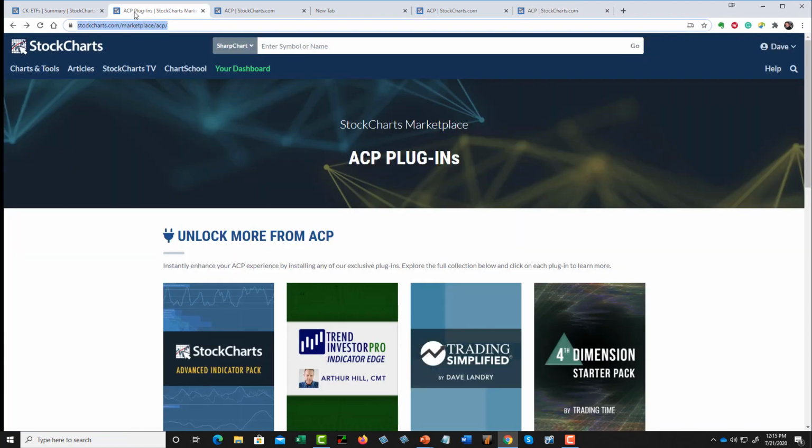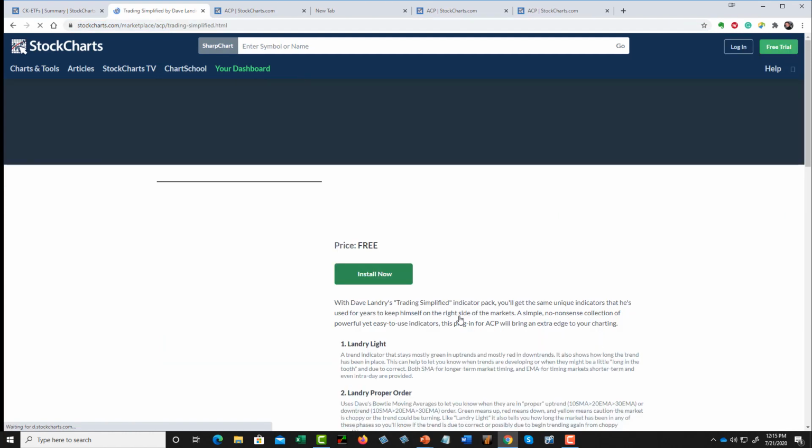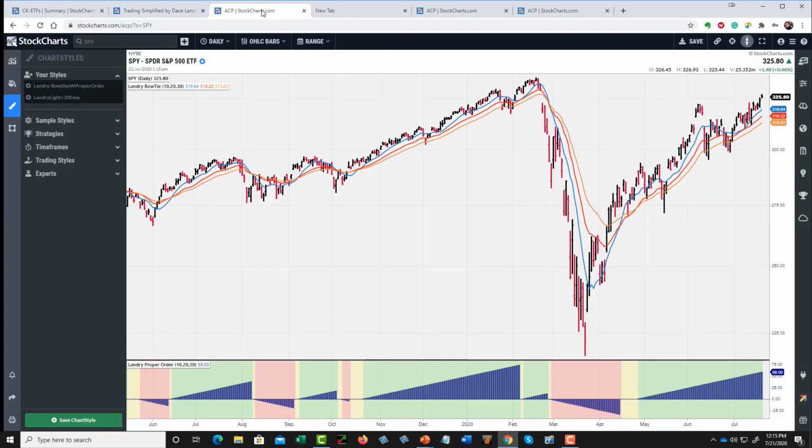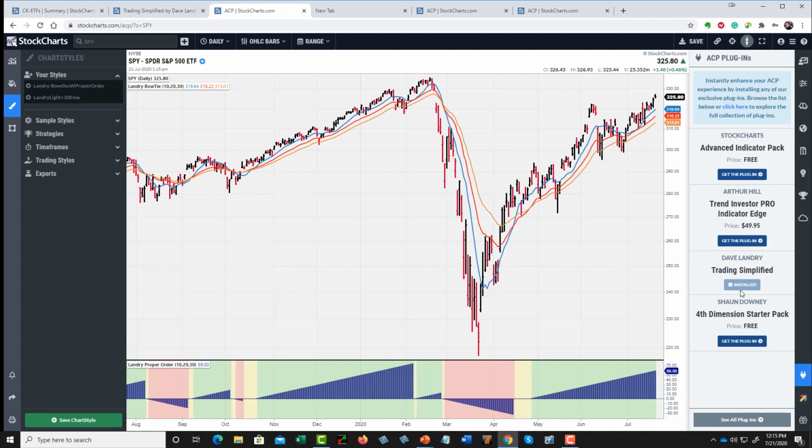But before we do that, let's get the plugin loaded. So if you go to this URL here and you click on Trading Simplified, for a price of $0, you can actually install it. Just click install. I've already installed it, so it's there. And if you don't want to go to that URL, just right here, click a little plugin, and then you can see right here, Dave Landry, Trading Simplified. Click on that, and it'll install it. So you're good to go there.